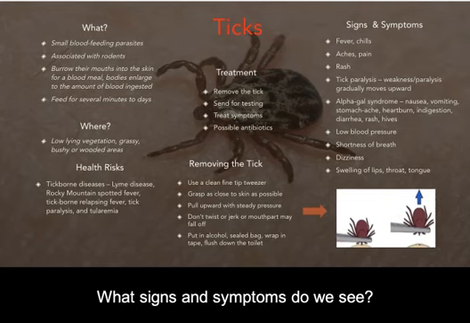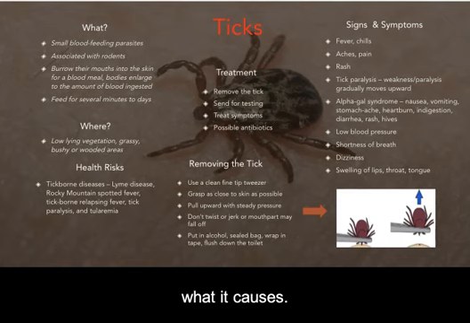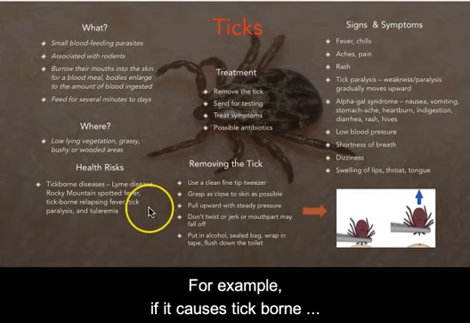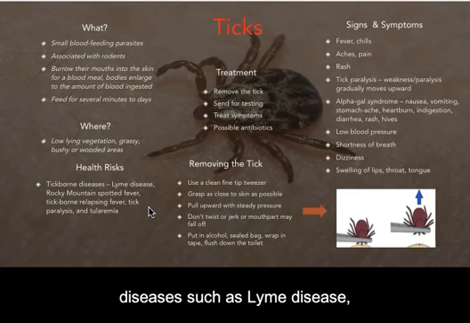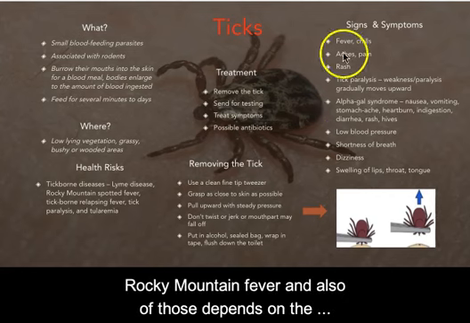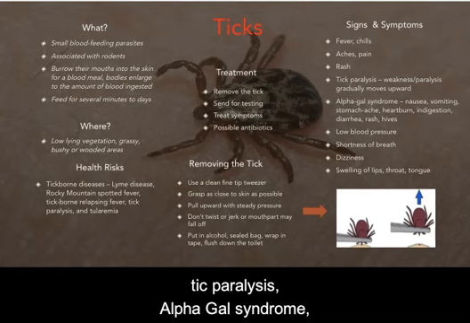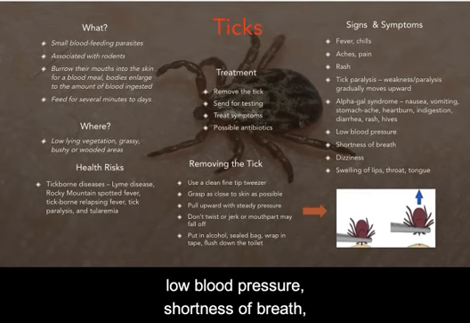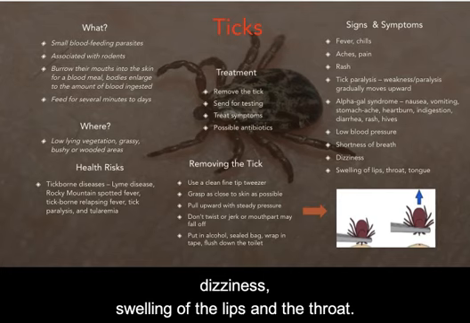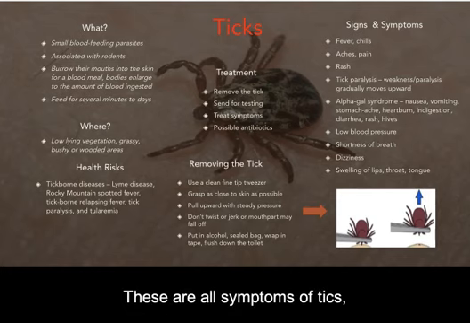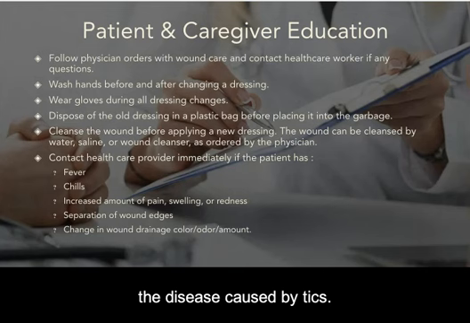What signs and symptoms do we see? We see, depending on what it causes. For example, if it causes tick-borne diseases such as Lyme disease, Rocky Mountain fever, and all of those, depends on the symptoms you'll see. You'll have fever and chills, aches and pains, rash, tick paralysis, alpha-gal syndrome, low blood pressure, shortness of breath, dizziness, swelling of the lips and the throat. These are all symptoms of the disease caused by ticks.